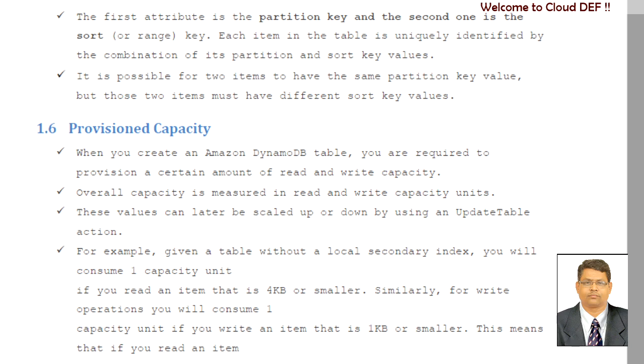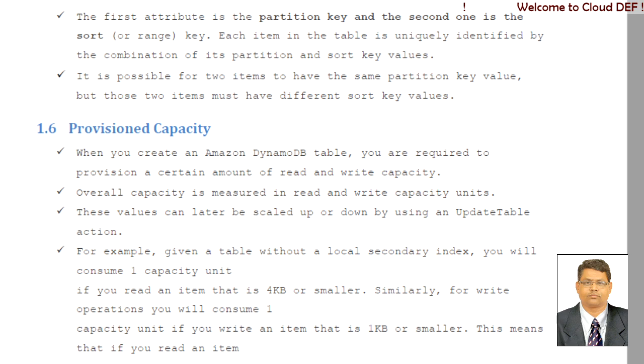For example, given a table without a local secondary index, you will consume 1 capacity unit if you read an item that is 4 KB or smaller. Similarly, for write operations you will consume 1 capacity unit if you write an item that is 1 KB or smaller. This means that if you read an item that is 110 KB, you will consume 28 capacity units, or 110/4 equals 27.5 rounded up to 28. For read operations that are strongly consistent, they will use twice the number of capacity units, or 56 in this example.